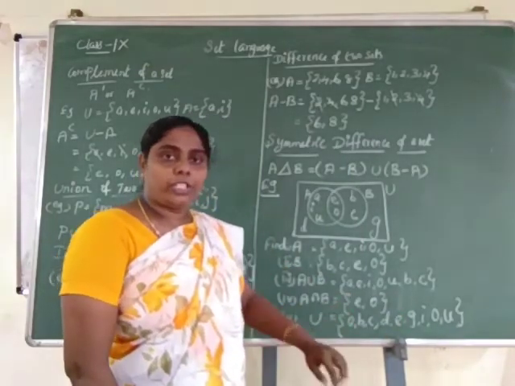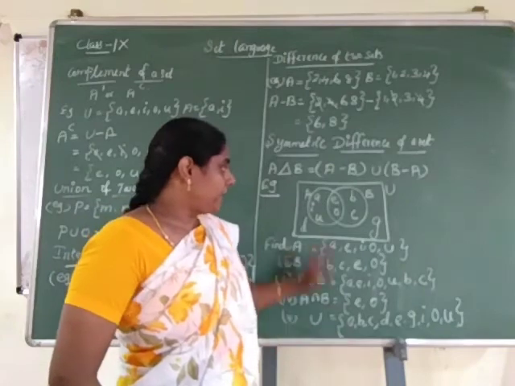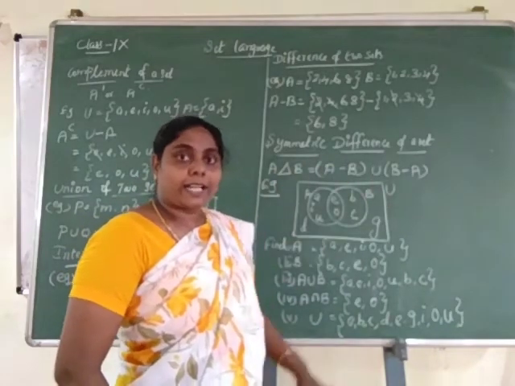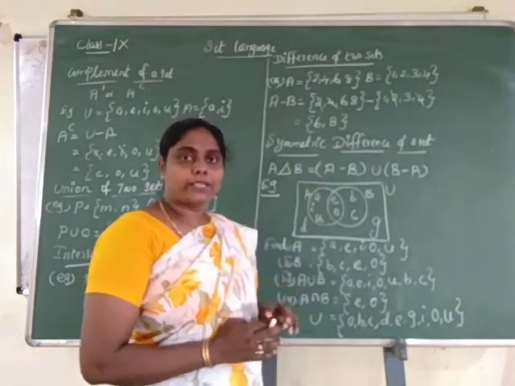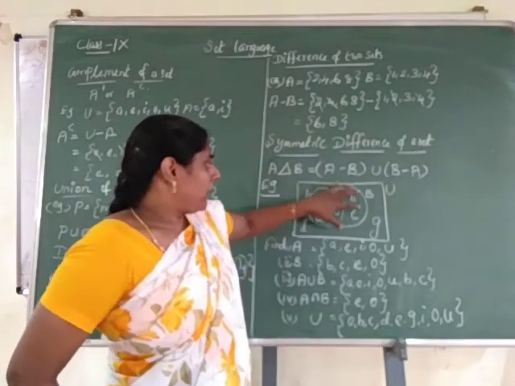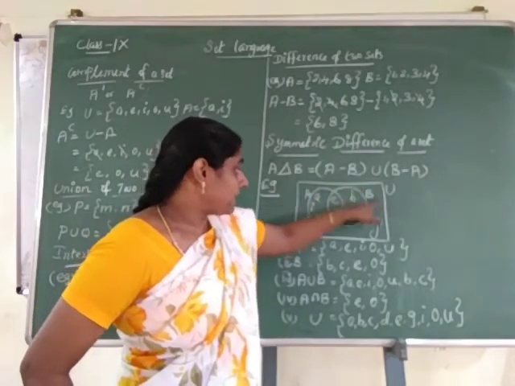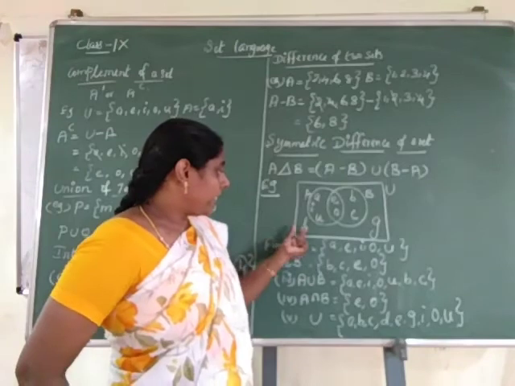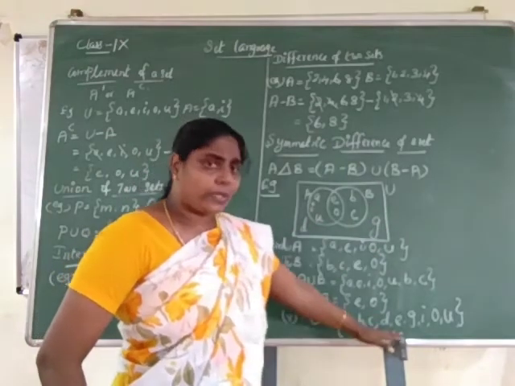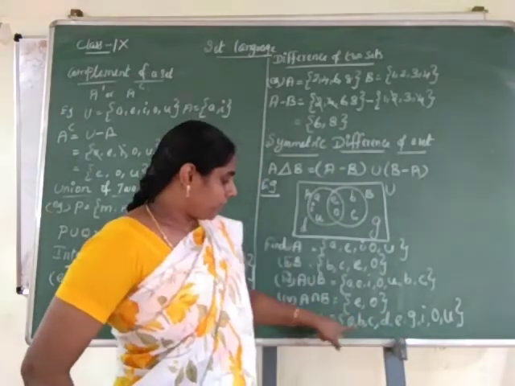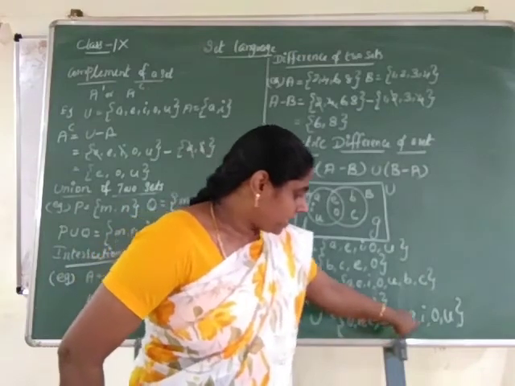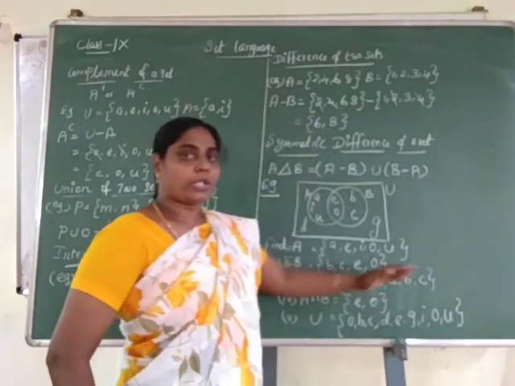Now we are going to find the universal set. Universal set means all the elements present inside the rectangle, that only you have to take as the universal set. So all the elements from these circles, and inside the rectangle we also had d and g, that also you have to take as part of the universal set. So a b c d e g i o u, that's all the universal set.